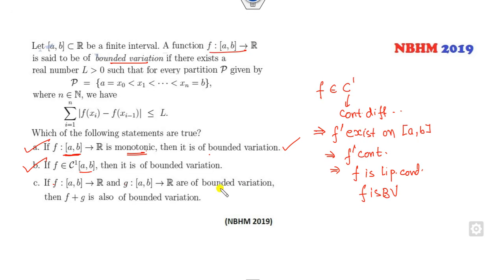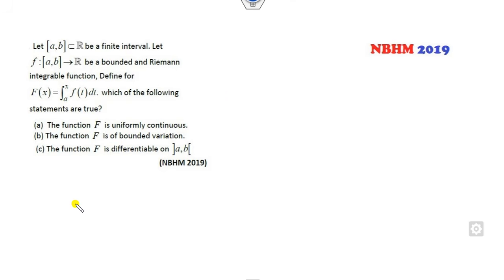If F and G are of bounded variation, the sum is also of bounded variation. That's also the correct statement. Moreover, the sum and the difference will always be of bounded variation. Look at this another one. A is a finite interval. F is given to be bounded plus Riemann integrable. It is already given to you.